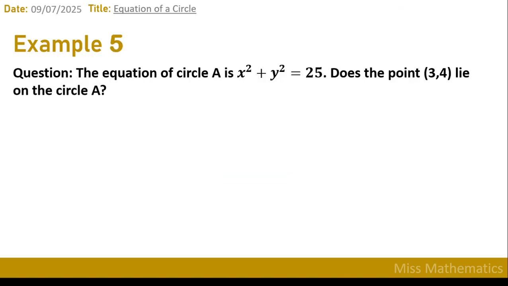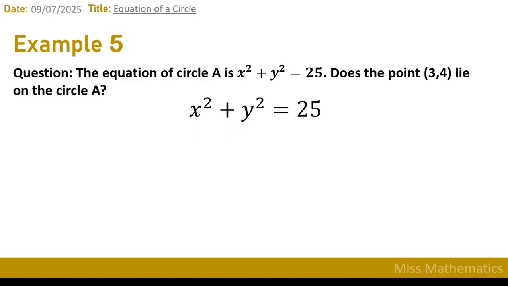Example 5. The equation of a circle A is x squared plus y squared equals 25. Does the point 3, 4 lie on circle A? So this is called a substitution question. We need to substitute the values of x and y, 3 and 4 respectively, into the equation x squared plus y squared, and we have to see whether we get the answer r squared, which would be 25.